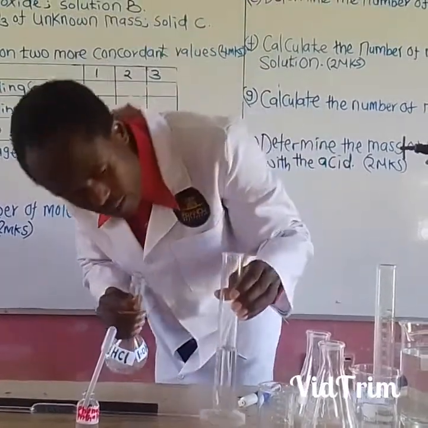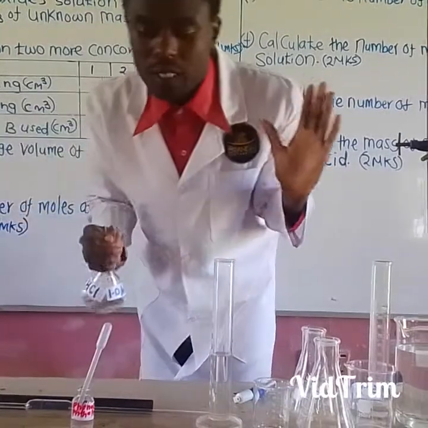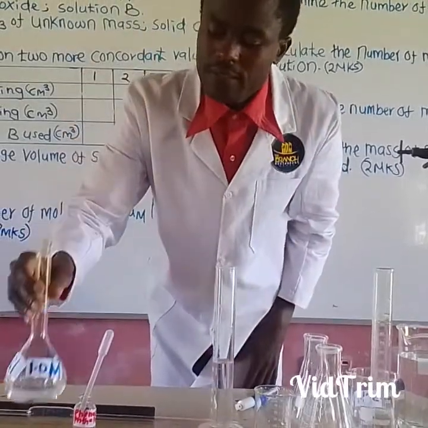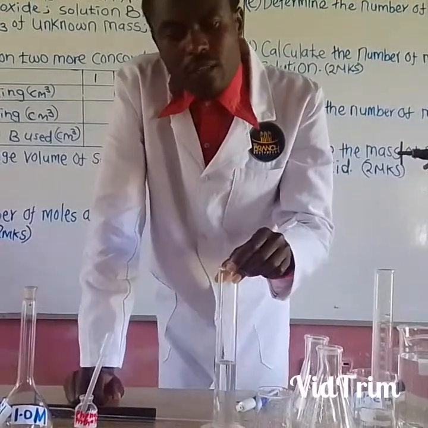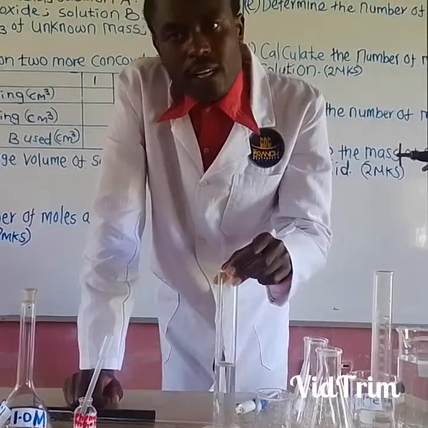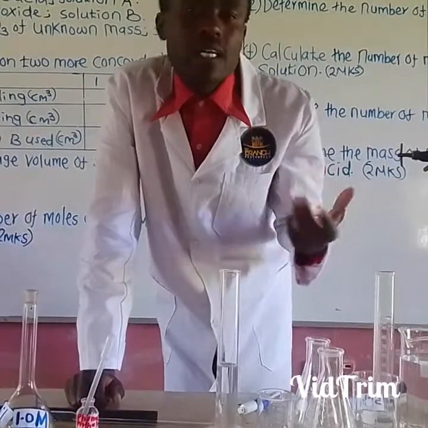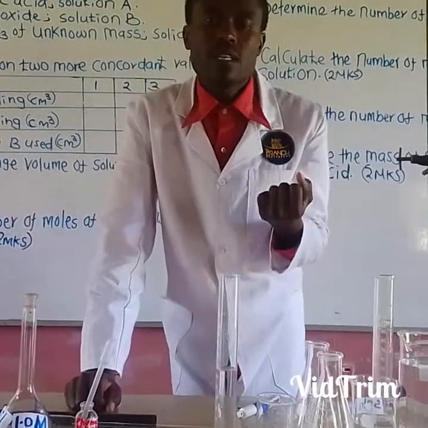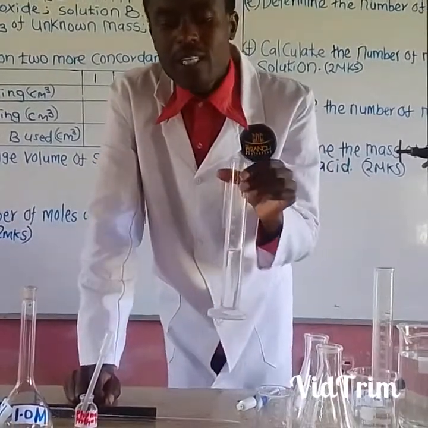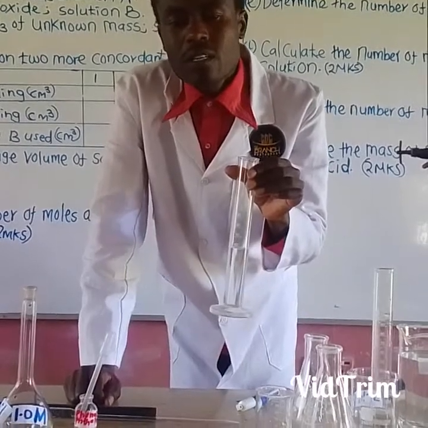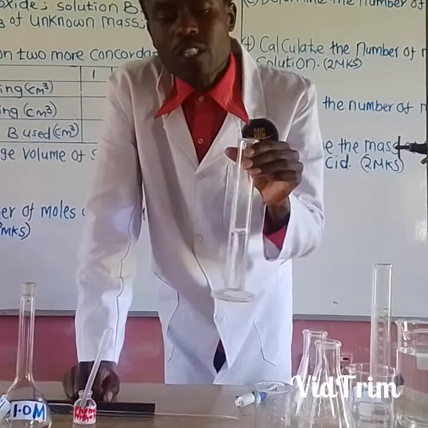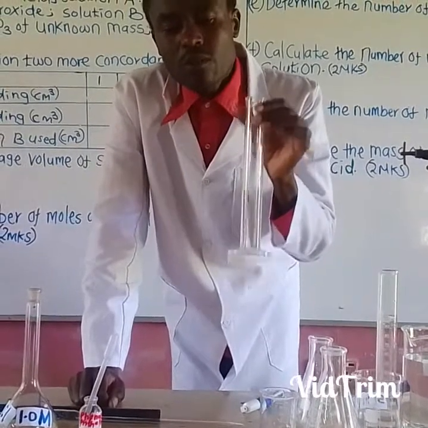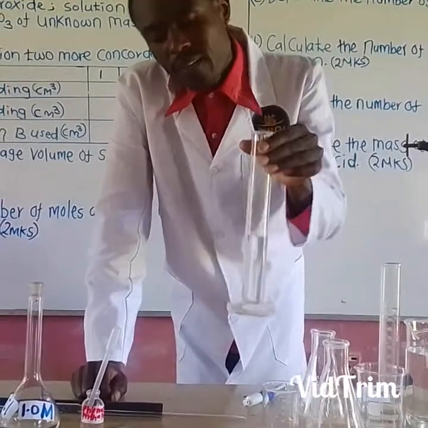So that is 60 ml of solution A. Then you have to follow this. At the end, when we shall be carrying out the calculations, you will be asked to calculate the number of moles of hydrochloric acid at the original 60. So the original solution I've measured is 60.